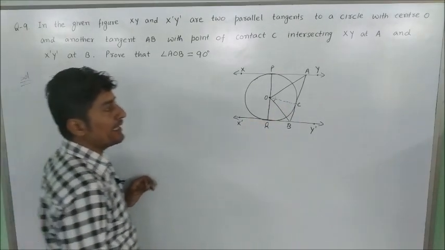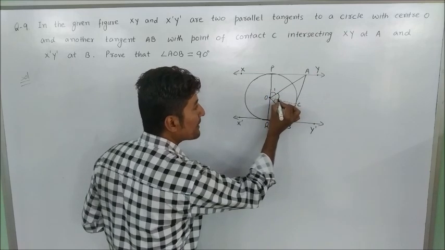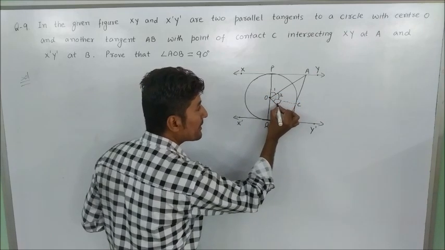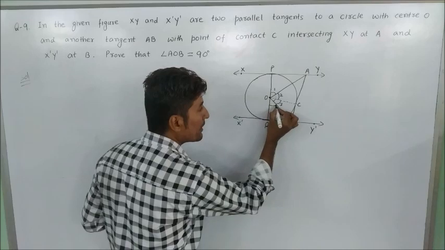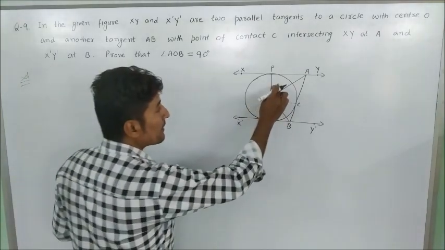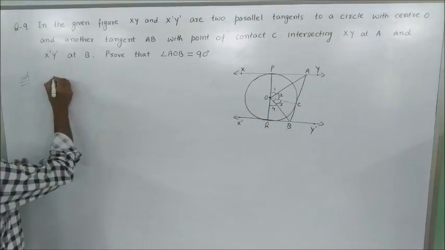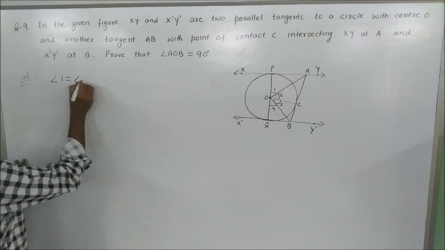After joining O to C, now let us see here. Suppose the name of this angle I have taken 1, name of this angle I have taken 2, name of this angle I have taken 3, and name of this angle I have taken 4. The measurement of angle 1 and angle 2 both will be equal. So here we can write angle 1 is equals to angle 2.